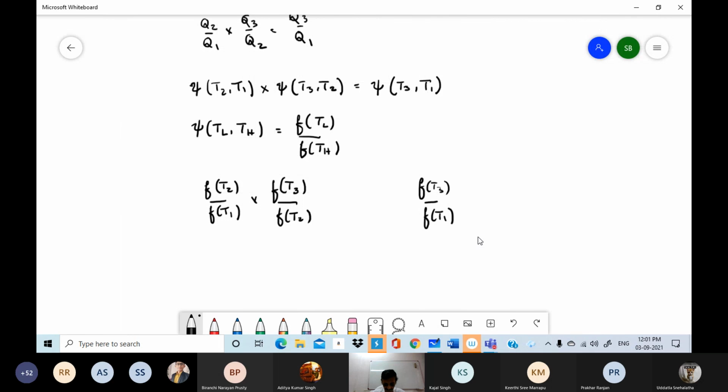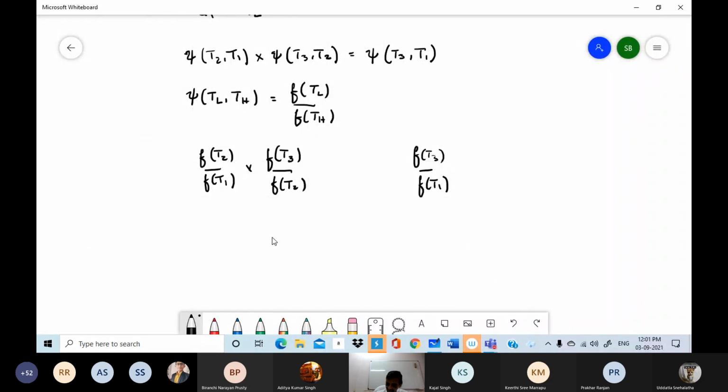So then people said, okay, let us take this as the definition of a temperature. Now, it would not provide a definition unless we specify what the form of the function is. So various possibilities are there.